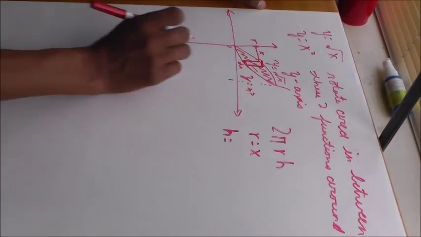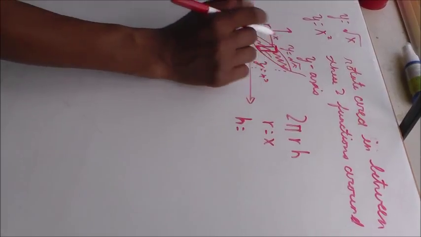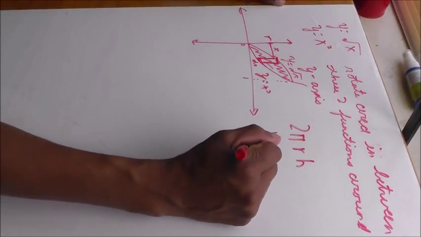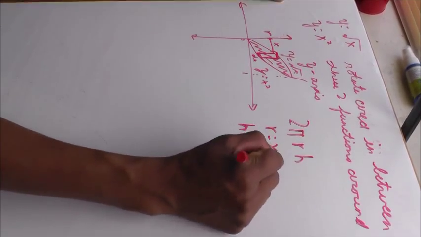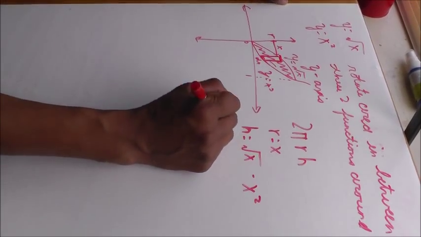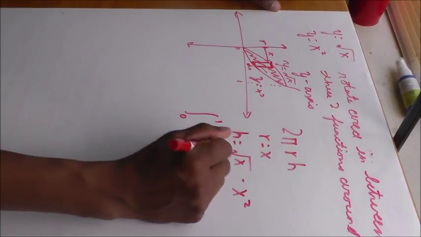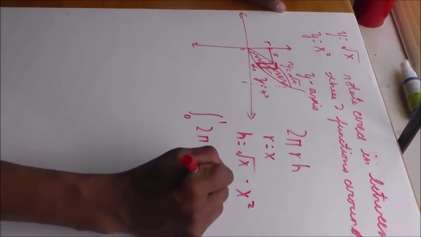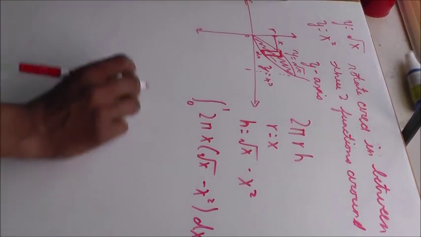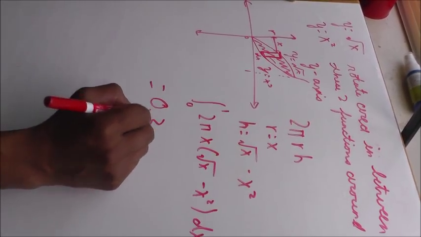When we do problems like these, we have to take the top function minus the bottom function to find the total height of the cylindrical shell. So in this case it would be square root of x minus x squared. Putting this all together, we have the integral from 0 to 1 of 2 pi x times the square root of x minus x squared dx. We can simplify this, and it is going to equal 0.3 times pi.